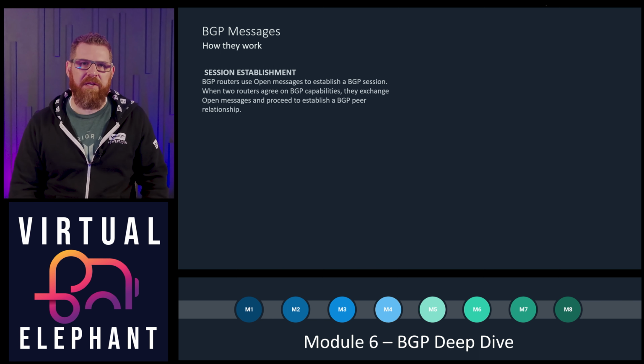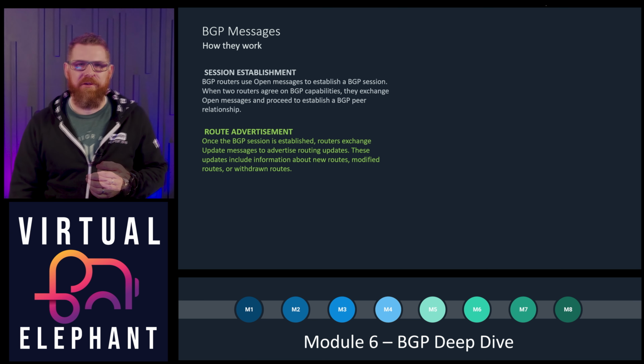And this is going to be when that open message is sent between BGP peers so that they can then agree on the protocol version that they're going to be using and the capabilities of BGP between those two individual routers. Next, we have the route advertisement, and this is exactly what it sounds like.